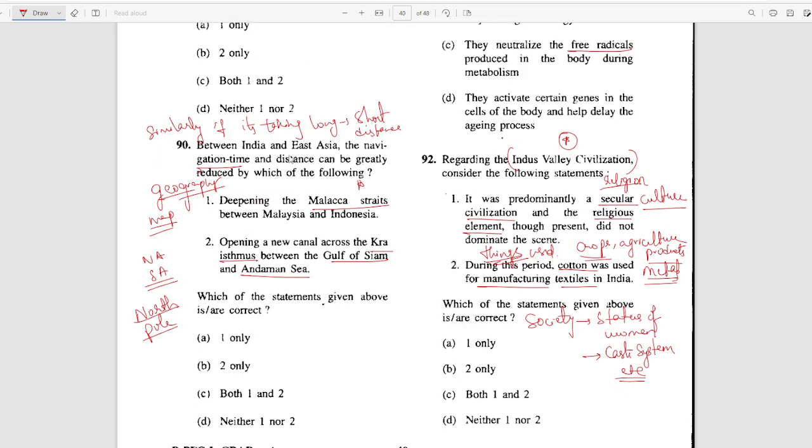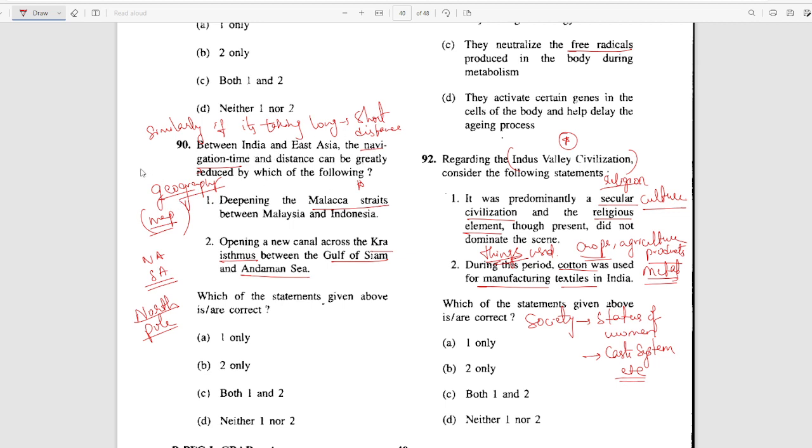90th question is between India and Asia, the navigation time and distance can be greatly reduced by which of the following? Deepening the Malacca Straits between Malaysia and Indonesia, opening a new canal across Isthmus between Gulf of Siam and Andaman Sea. So here, this is a geography question, a mapping question. They're asking what would be done to reduce the timing for navigation. So you have to understand, in the map, what are the impediments to navigation. If some landmass was not there, things would have been much easier.